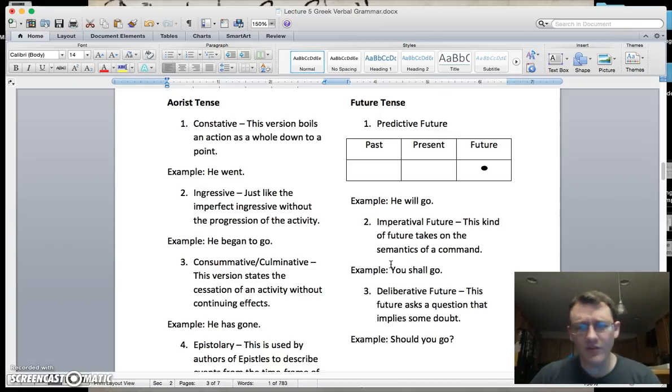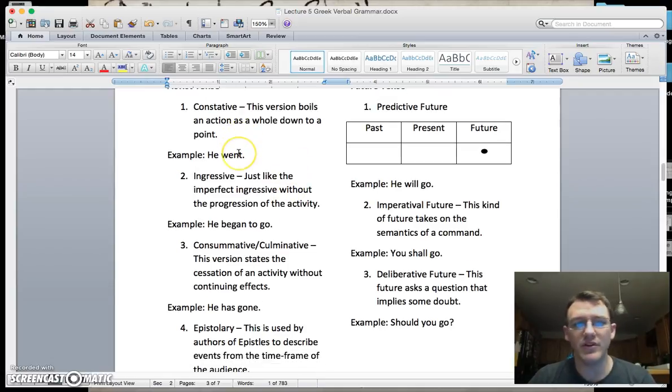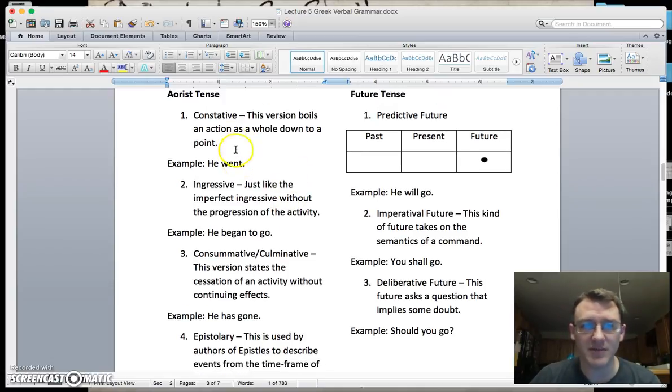So the different options for aorist aren't going to have a little time graph because they just simply don't need it. The different types of aorist are the constative aorist, which is just, like I said, the simple idea of boiling it down to something that happened.